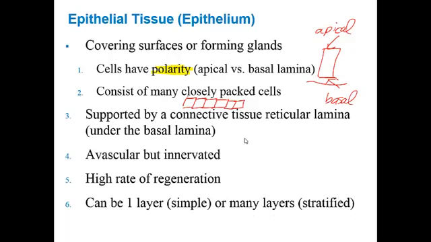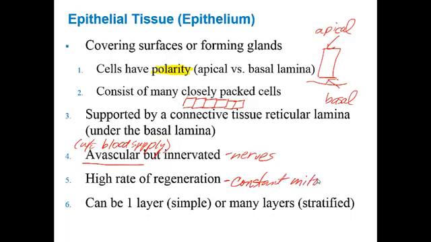Another important characteristic to be sure that you know is that they are avascular, and so this means without a blood supply. However, they are innervated, so there is a nerve supply, so we will see some small nerves that are throughout the epithelium. It has a high rate of regeneration, so there is constant mitosis, so our skin is constantly being replaced about once a month.